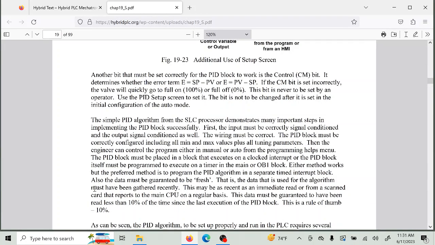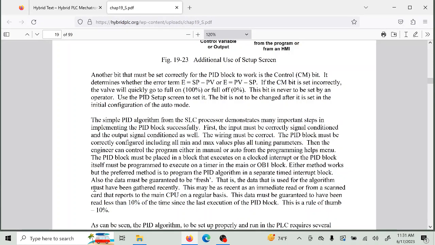So the simple PID algorithm from the SLC processor demonstrates many important steps in implementing the PID block successfully. First, the input must be correctly signal conditioned, and the output must be signal conditioned as well. The wiring must be correct, so you have to do all that first. The PID block must be configured correctly, including all min and max values plus all tuning parameters. Then the engineer can control the program either in manual or auto from the program help menu.